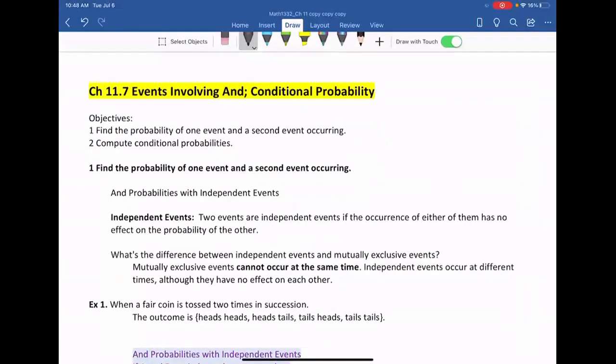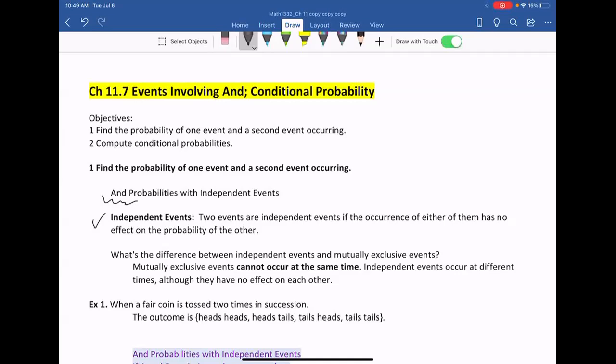In this video, we will learn chapter 11.7, Events Involving "And" and Conditional Probability. The first part is to find the probability of an event and a second event occurring, and the probability with independent events. What are independent events? Two events are independent events if the occurrence of either of them has no effect on the probability of the other.